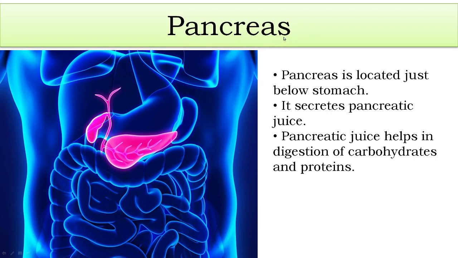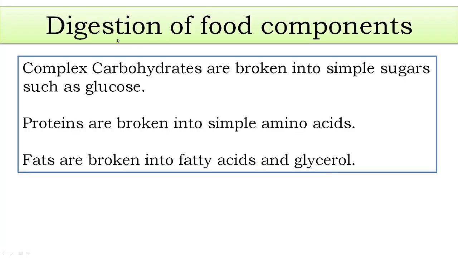The pancreas also secretes hormones like insulin and glucagon, right? And the pancreas has a role in digestion. It secretes pancreatic juice which helps in the digestion of carbohydrates and proteins. So there is complete digestion of food inside the small intestine.